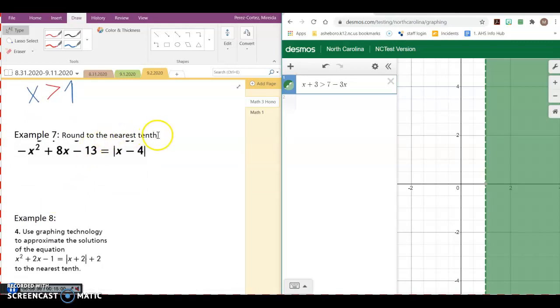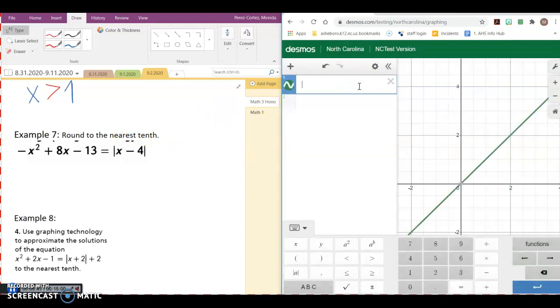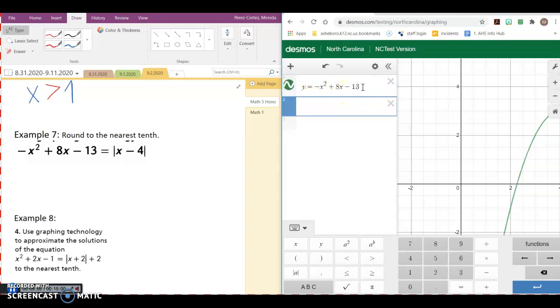Round to the nearest tenth. Rounding to the nearest tenth is just one decimal place. So I'm going to go ahead and type it in. Hopefully you guys had a chance to try it. Oh, I was supposed to put it as y equals. I forgot. Y equals, make it into one function, and then make the other part into another function. Y equals absolute value of x minus 4, like this.